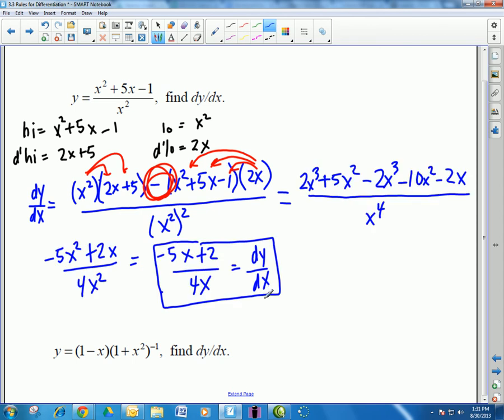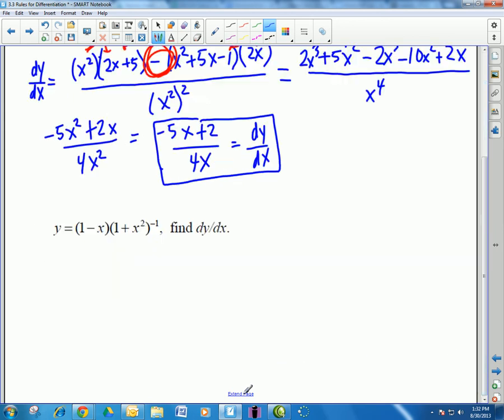Okay, so here we are at the end product. Go ahead and check. If we go through this work, you multiply everything in: 2x to the third plus 5x squared minus 2x to the third minus 10x squared plus 2x here, not minus, plus 2x. Put together like terms. Those two cancel. These two are like terms, you get negative 5x squared, and there's no x to the first. You notice everything has an x in it, so we can get rid of an x out of everything, and we have just negative 5x plus 2 over 4x, and that is our derivative. All right, so that's using the quotient rule.